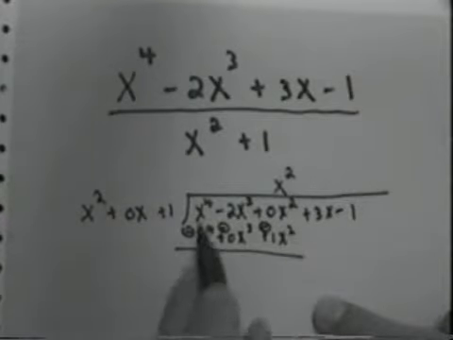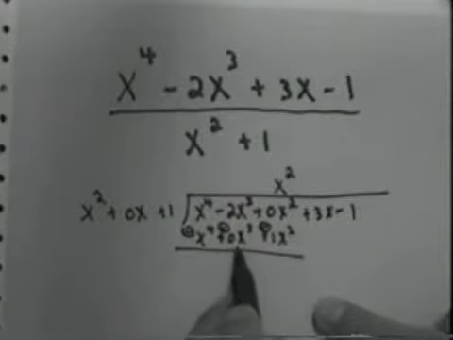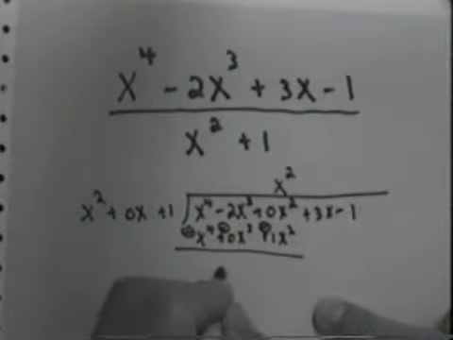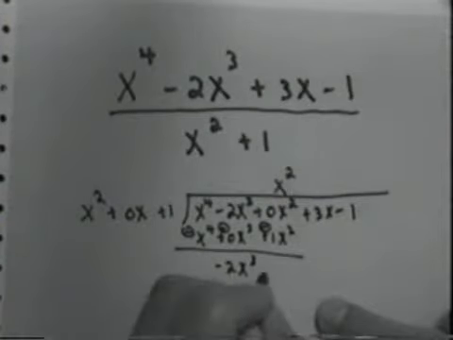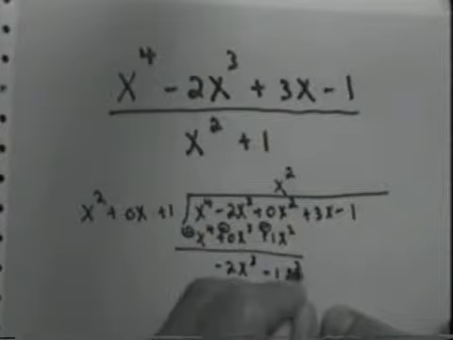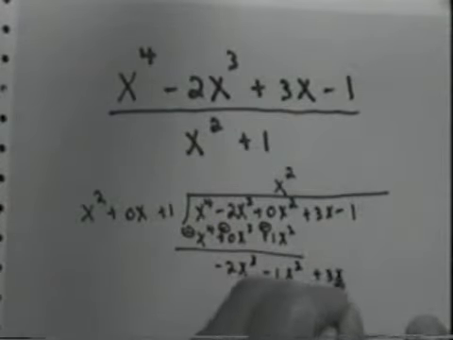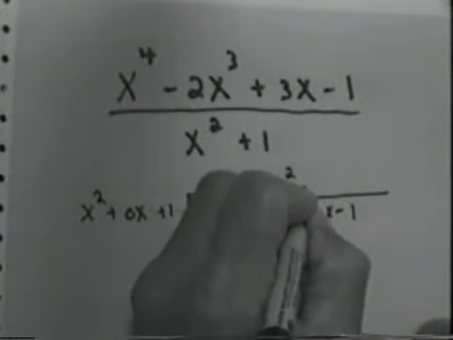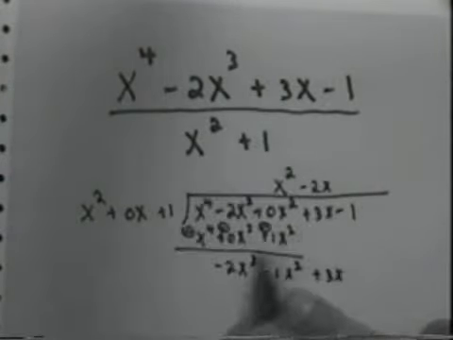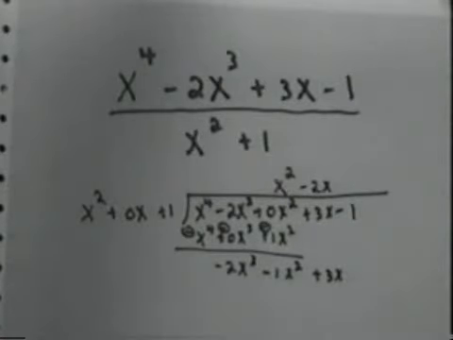X to the 4th will add to 0. A negative 2x cubed, subtract 0x cubed, is a negative 2x cubed. 0x squared plus a negative 1x squared is a negative 1x squared. Once I subtract, I bring down. X squared into a negative 2x cubed is a negative 2x. Dividing, and start the sequence over: dividing, first into the first.